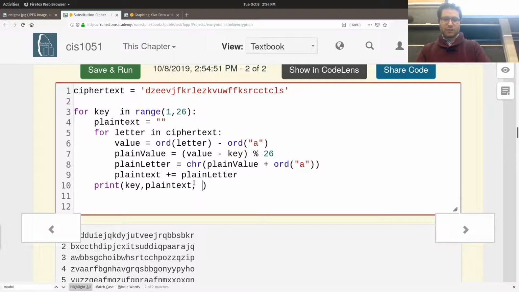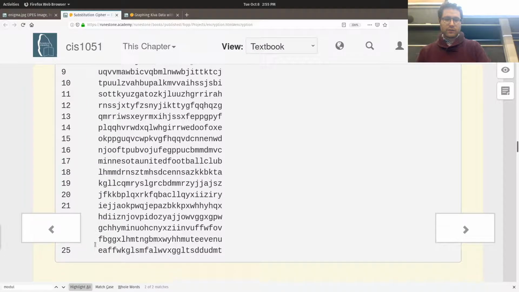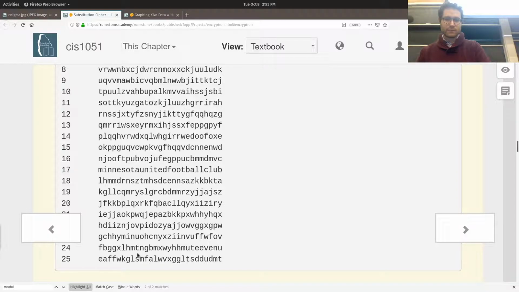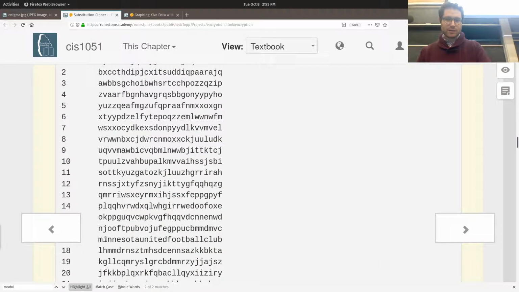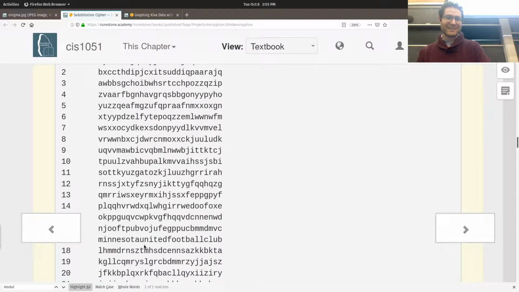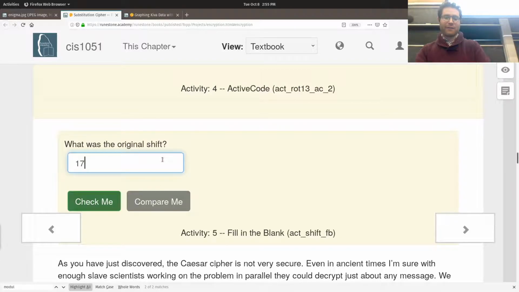I'm going to run that again. Is there one that looks relatively like English in here? 17? Minnesota United Football Club. A very important message, apparently. So by rotating it backwards 17, we got our answer. So the original shift was 17.